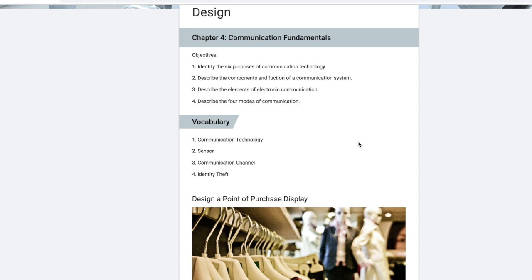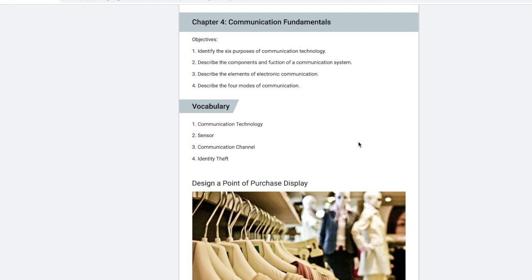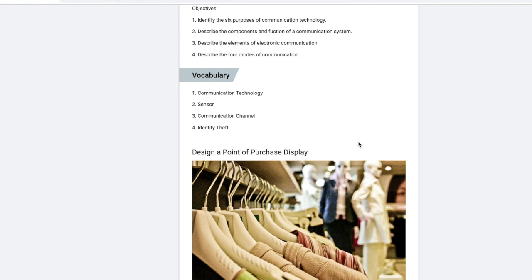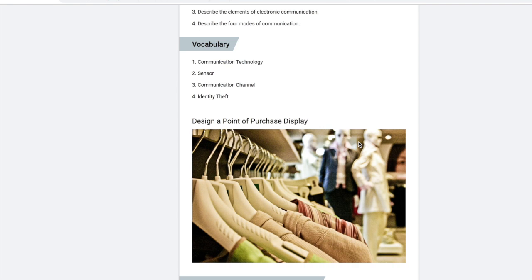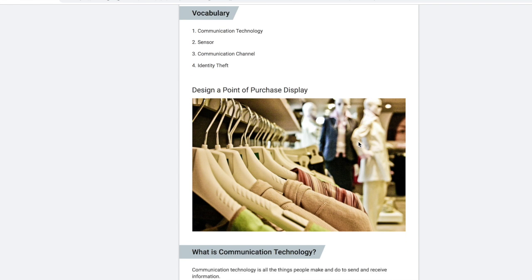Vocabulary. Number 1, communication technology. 2, sensor. 3, communication channel. 4, identity theft. Design a point of purchase display.